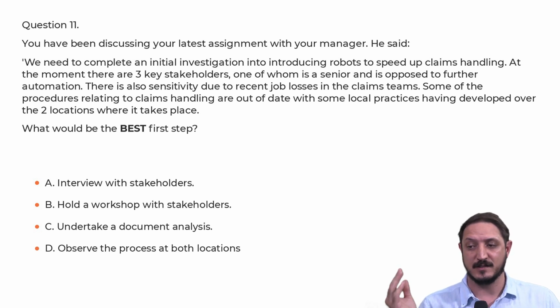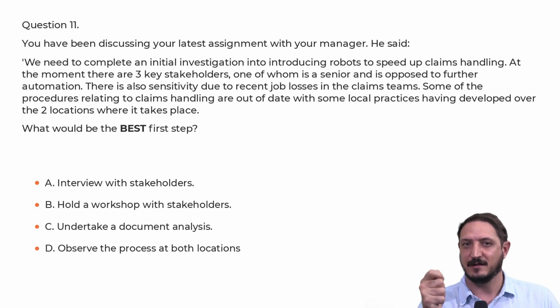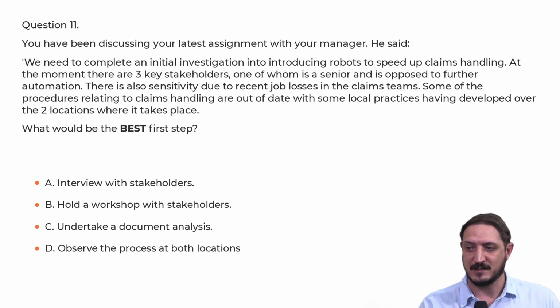Then the third thing is to undertake document analysis. Why would we want to go and find document analysis when there's an actual person that we need to get this information from? Because it's saying to us there are 3 key stakeholders, and it's saying that this one person is opposed to it.